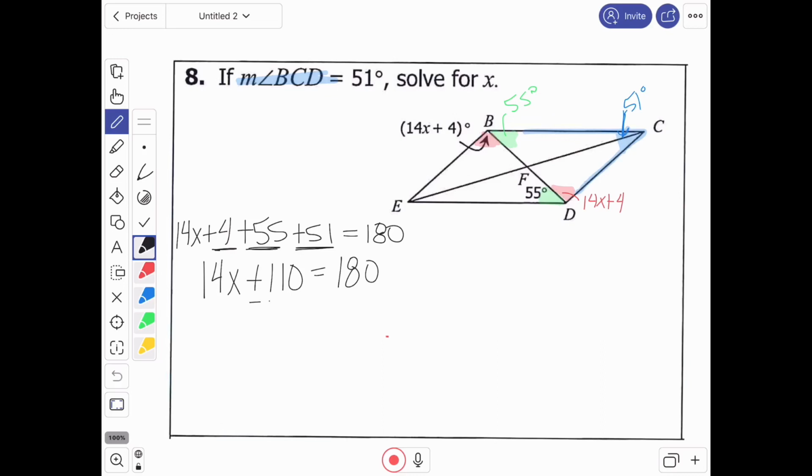Okay, then subtract 110 from both sides, not 180. And 14x equals 70. Then divide by 14, and x equals 5. Okay, so the hardest part about this one was to find those alternate interior angles right off the bat. But other than that, it just turned out to be two consecutive angles that were supplementary.